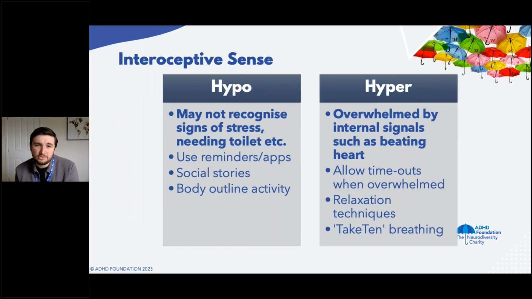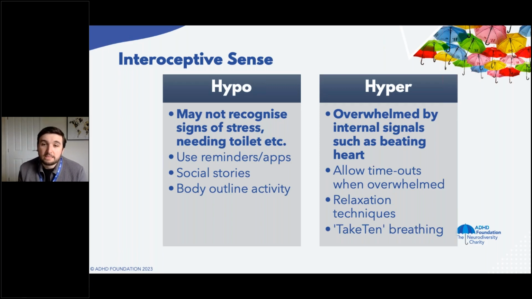And then in terms of that interoceptive sense, those who are undersensitive might not recognize signs of stress. They might not recognize that they need the toilet, so using reminders and apps and things and social stories can help. There's a body outline activity that you can do for all of these things, whether it's hunger, needing the toilet, signs of stress. We'll come on to that in a second.